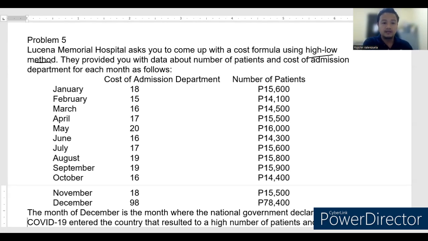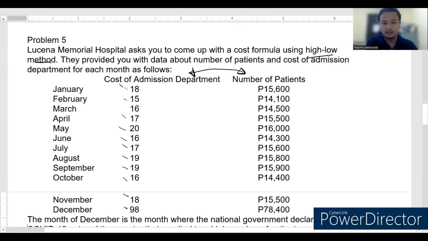So for January hanggang December, meron tayong baliktad to. Ayan. Baliktad rin natin. This is the number of patients and this is the cost. Kasi yun naman may peso sa inyo. Okay? So baliktad siya. So from January to December, meron tayong number of patients, 18, 15, 16, 17, 20, 16, 17, 19, 19, 16, 18, 98. And then for the cost of admission per month, nandiyan na rin yan.